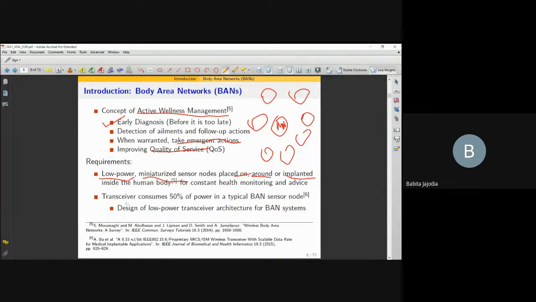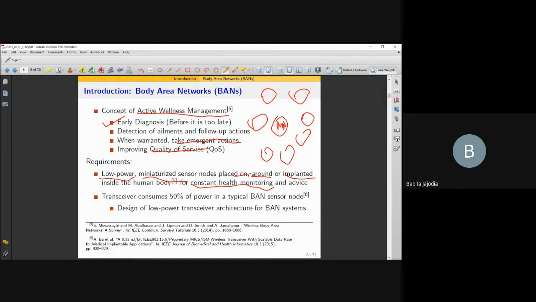So the battery should be lasting around 8 to 10 years, right? It will basically depend on how the energy is distributed. So it should be low power, and it should have constant health monitoring. It should not be like it's working for some time and not working at another time, right? So the basic requirement whenever you say body area networks are to be in practice, it should be low power.